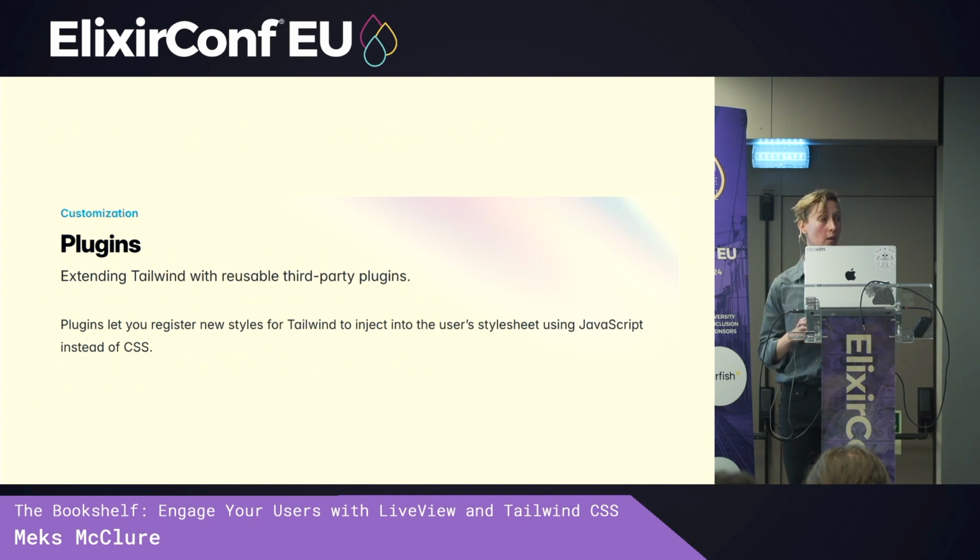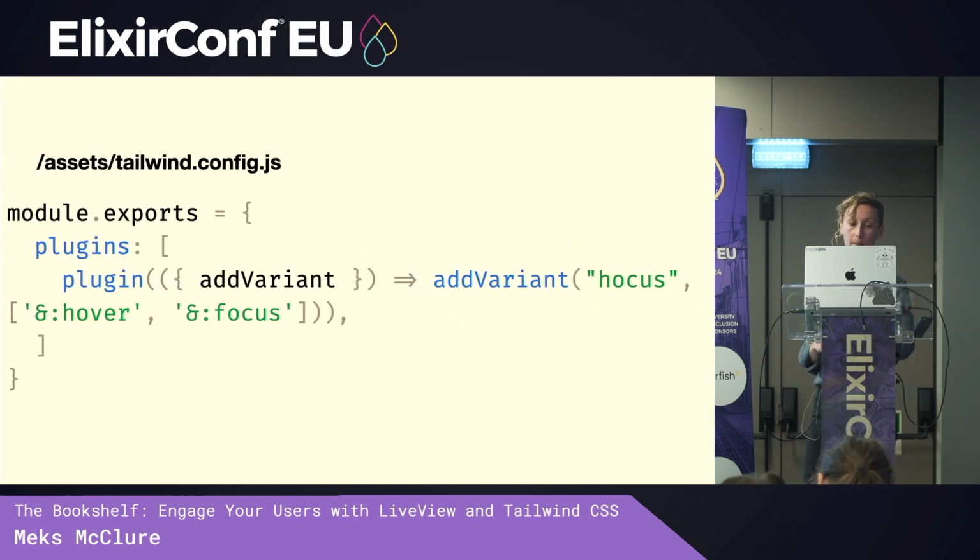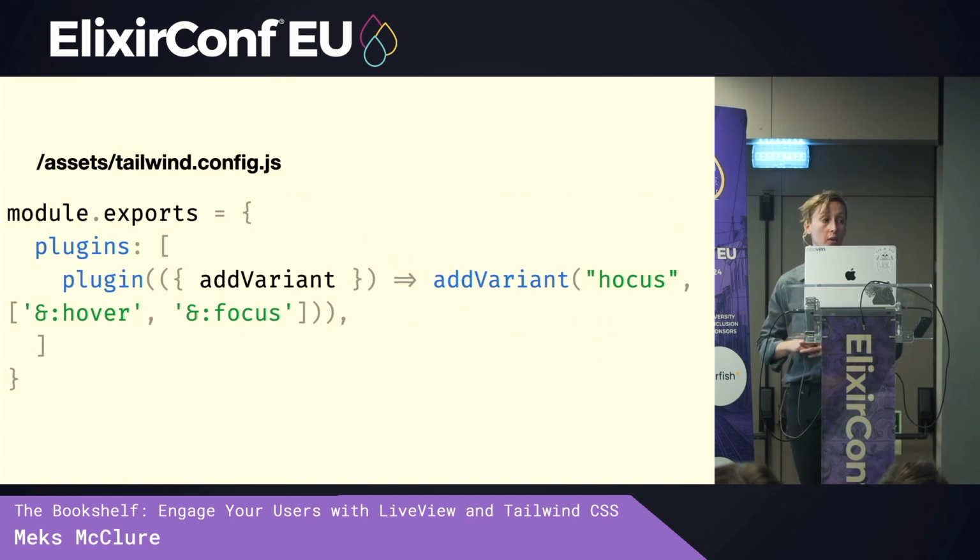With a little reading of the Tailwind documentation, she stumbles across adding variants using plugins. And plugins are a way to add styles into your style sheet by writing JavaScript instead of CSS. In this case, Marcy needs to add a custom variant. So she implements the add variant helper function, passes the name of the modifier, which in this case is going to be Hocus, and an array of formatted strings that represent how the selector should be modified.